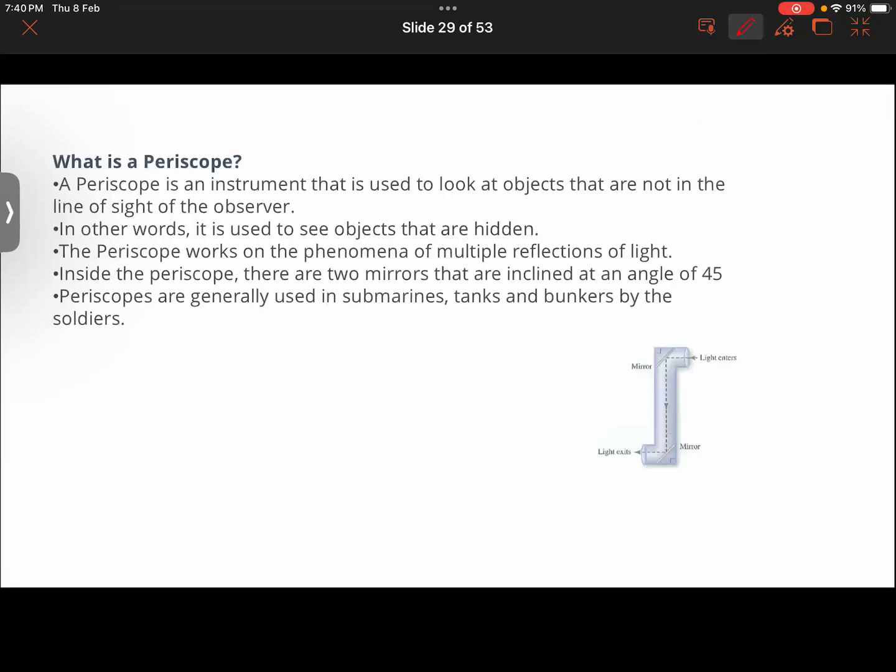Okay, let's talk about the application of multiple reflection. We have an example of a periscope.